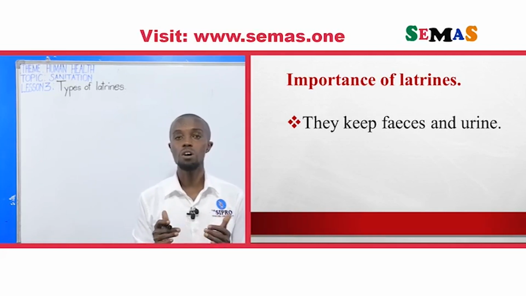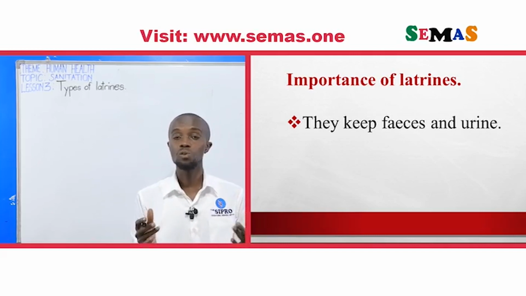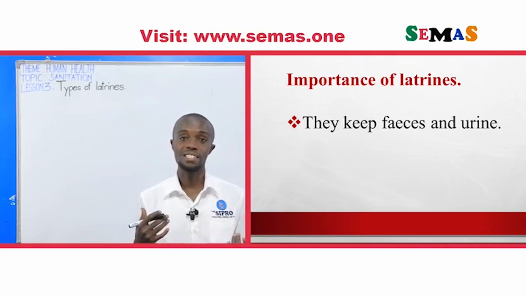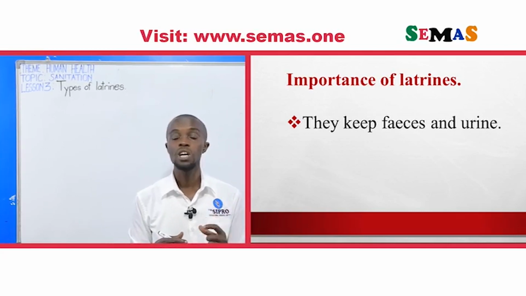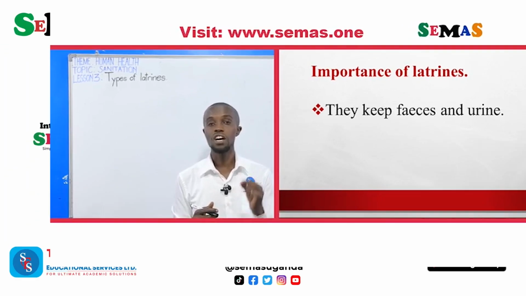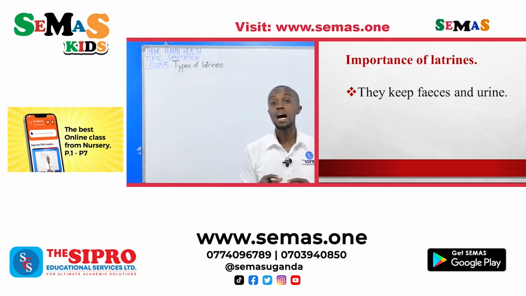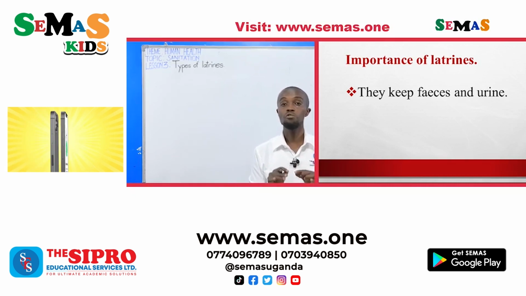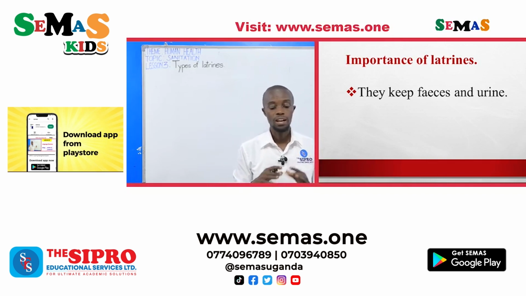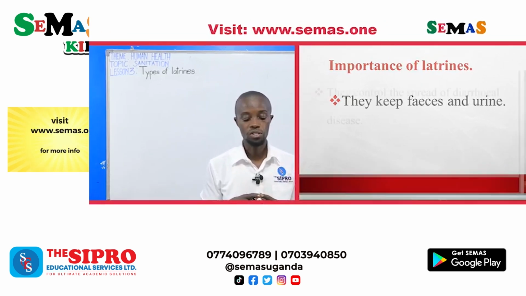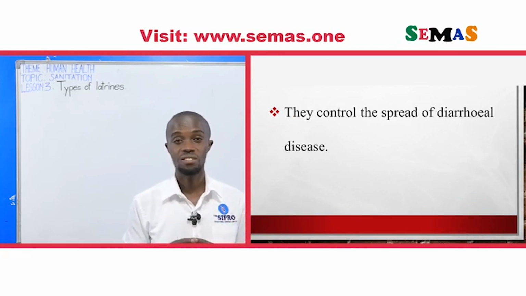Whenever you dispose of your fecal matter into the bush, it causes a bad smell which can otherwise attract house flies. And these house flies, remember in your primary 4, you learned that they spread very many diarrheal diseases. So, latrines help to control bad smell by absorbing the fecal matter that we drop there and even the urine that we drop there. Number 2, these latrines are very useful because they control the spread of diarrheal diseases.